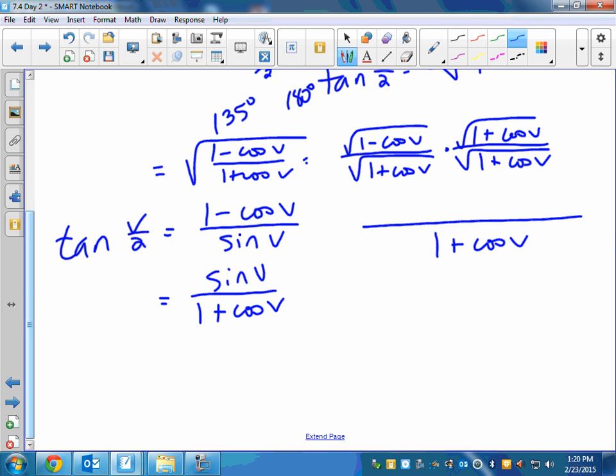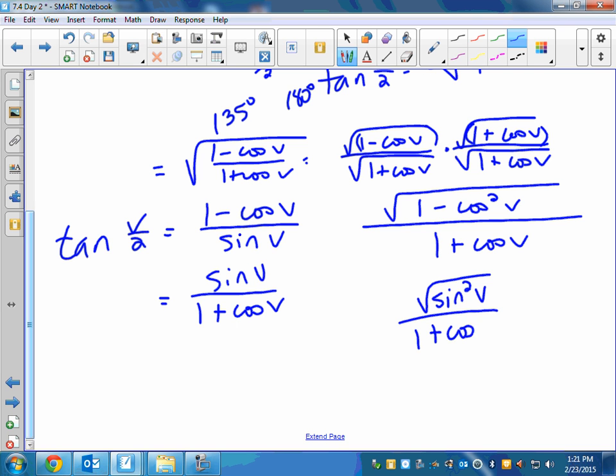On the top, they don't cancel each other out. So you have to keep the radical, but these are difference of 2 squares, right? Which means if I FOIL that out, I'm going to get 1 minus cosine squared. Yes? And what is 1 minus cosine squared? So it's the square root of sine squared. And what is the square root of sine squared going to be? So that's where the radical went. How do they get this one? They multiply the top and the bottom by the square root of 1 minus cosine v. So that's where those come from.